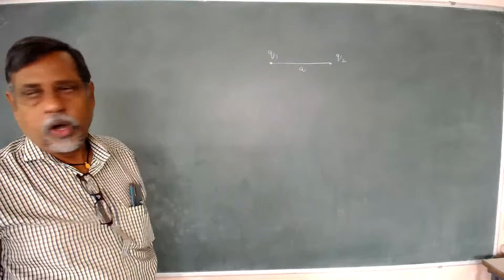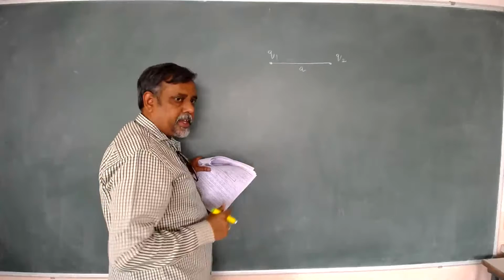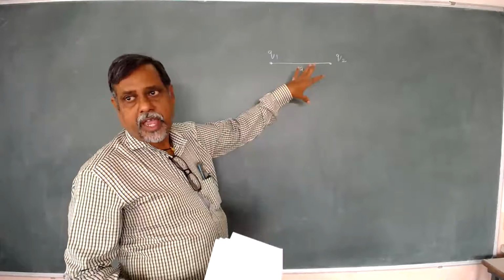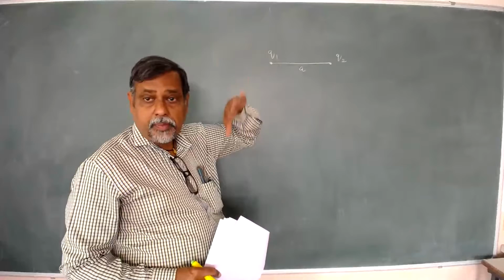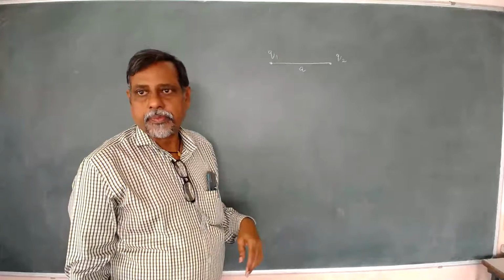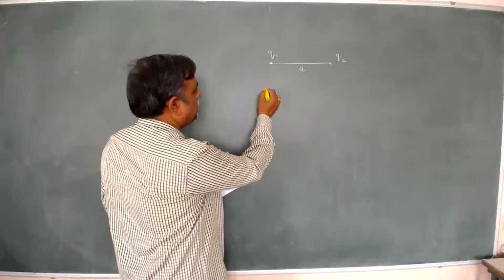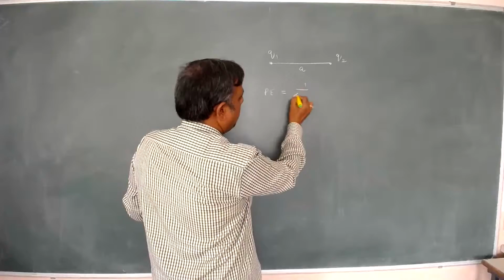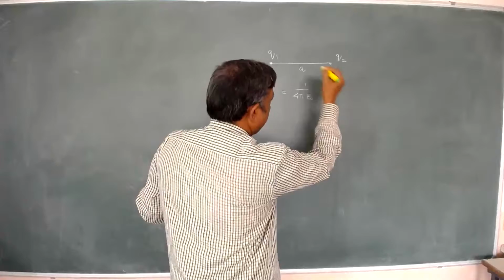Now when these two charged particles are moving like that, there will be some kinetic energy. That kinetic energy will be maximum because there is no gravitational force acting on them. When the two charged particles are at distance A, there will be some potential energy because of the force of repulsion. Potential energy PE is equal to 1 by 4 pi epsilon naught, Q1 Q2 by A. That is the potential energy formula.